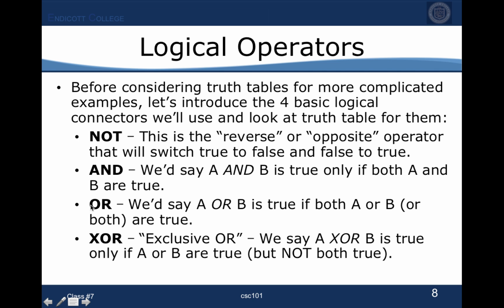Or is another connector that we might want to use. So how do we know if A or B is true? Well, again, it's just mostly the English definition. I'd say A or B is true if A or B or both of them are true. Okay, oh, that's this word. That "both" probably shouldn't be there. I'll cross that out real quick. Okay. So we say A or B is true if A or B or both of them are true.